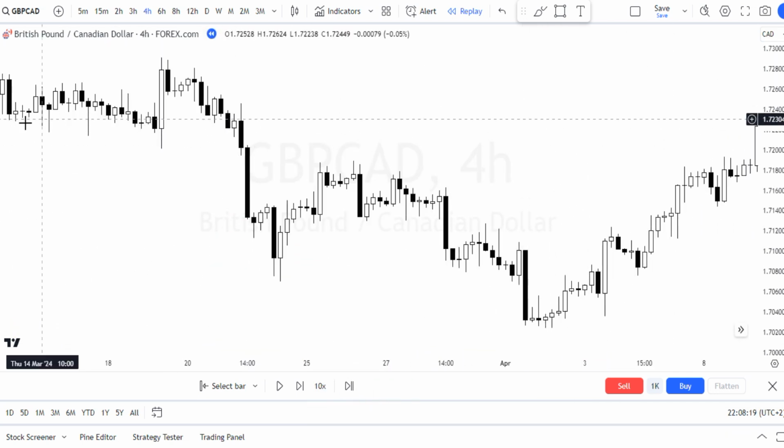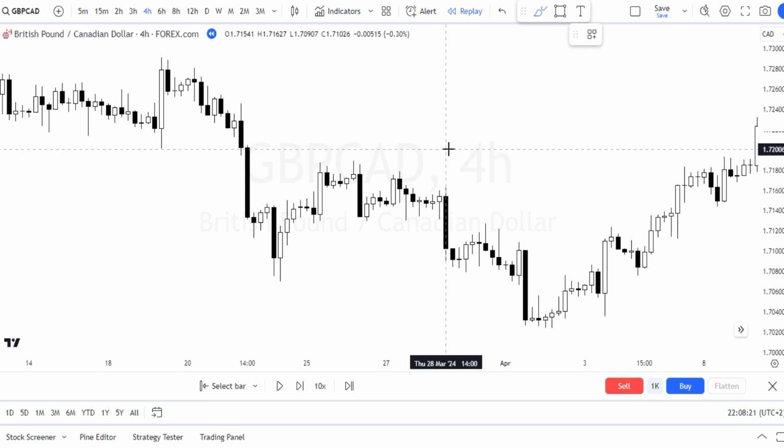Not against the higher time frame trend. If buyers are in control in the higher time frame, you don't want to sell. If sellers are in control in the higher time frame, you don't want to find an order block that's buying. So you have to find order blocks according to the higher time frame. Thank you guys.